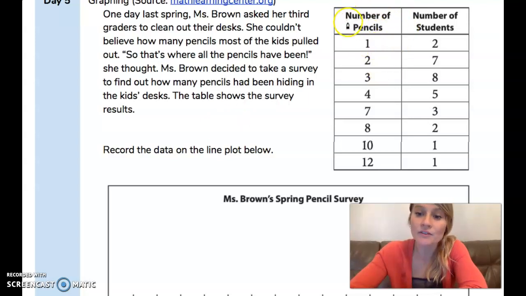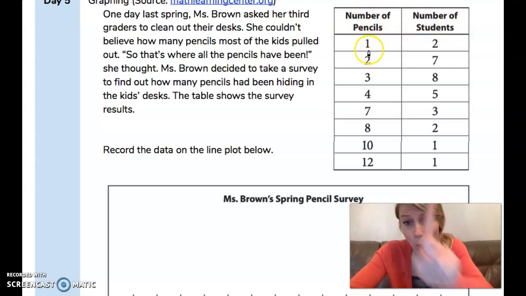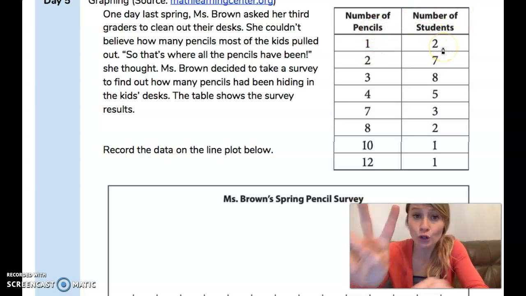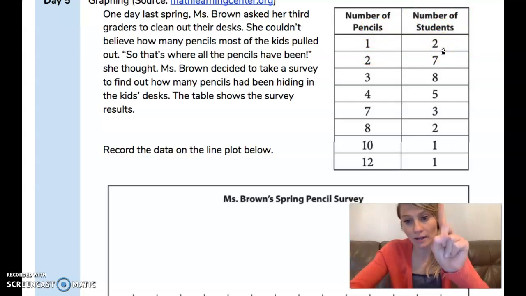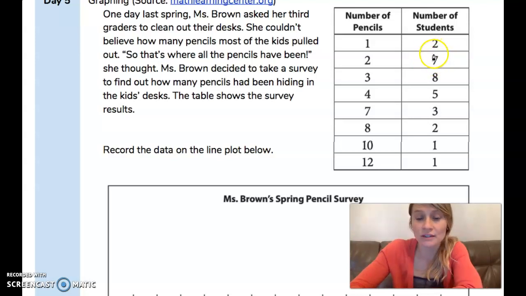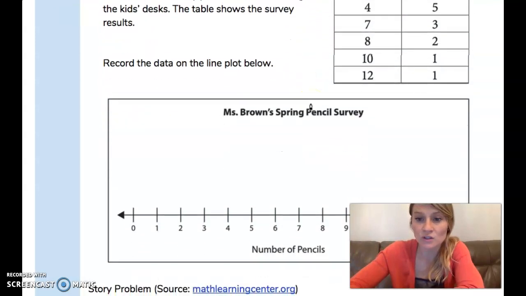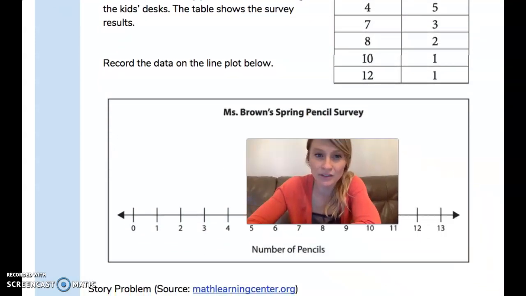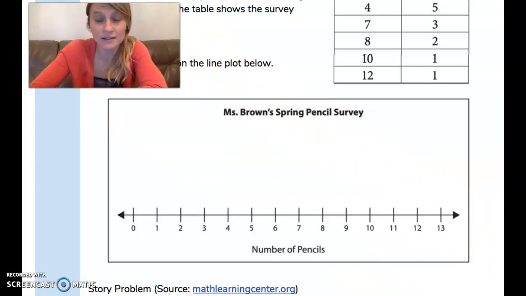We look at what this graph is showing us, number of pencils, this chart. So 1 pencil, number of students. There were 2 students who had 1 pencil. You get that? There were 7 students who had 2 pencils. So here's how we do this survey chart, because you might have done this in 2nd grade, but we have not done this in class.